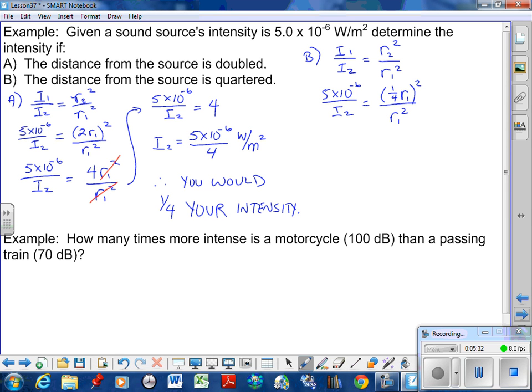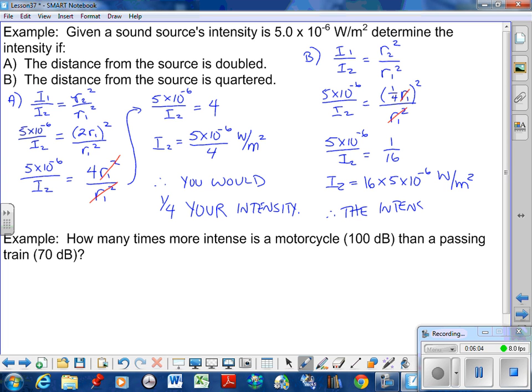So I can skip a step here. R1 will cancel. And 5 times 10 to the negative 6 over I2 is now going to equal 1/4 squared, which is a 16th. So I2 equals 16 times 5 times 10 to the negative 6 watts per meter squared. You can calculate it. I just like keeping it separate so you can see if you move from 16 meters to 4 meters, the intensity is 16 times greater.